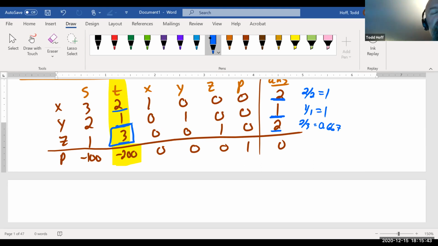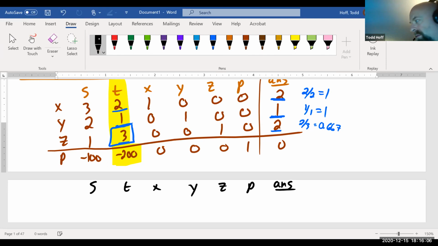So to pivot around the 3, I have to clear out all the other entries in that column. So the 2 has to go, the 1 has to go, and this negative 200 has to go. I have to zero them out. So I'm going to put my column labels back in here. My column labels, remember, never change. So it'll be S, T, X, Y, Z, P, and then answer.